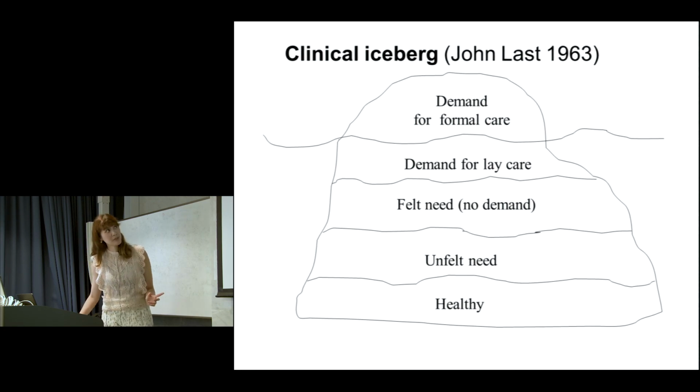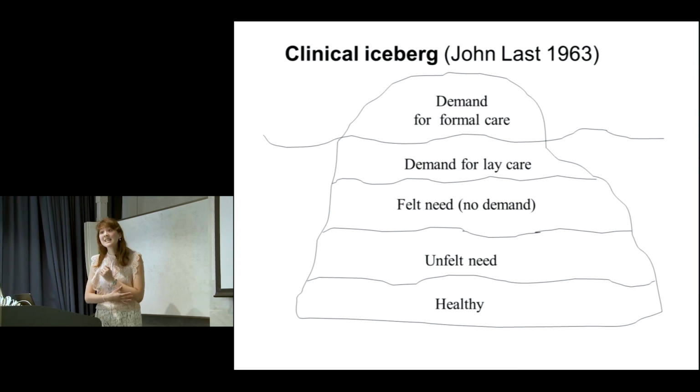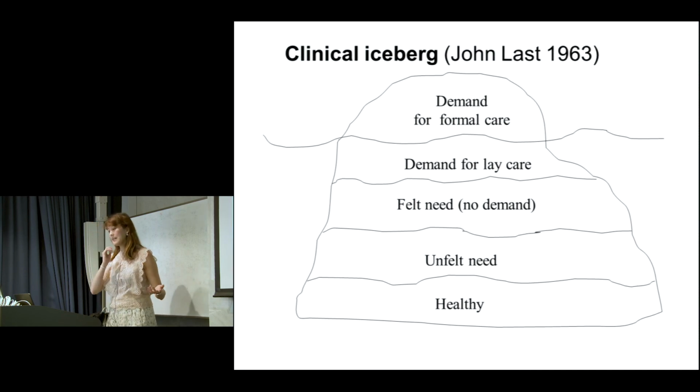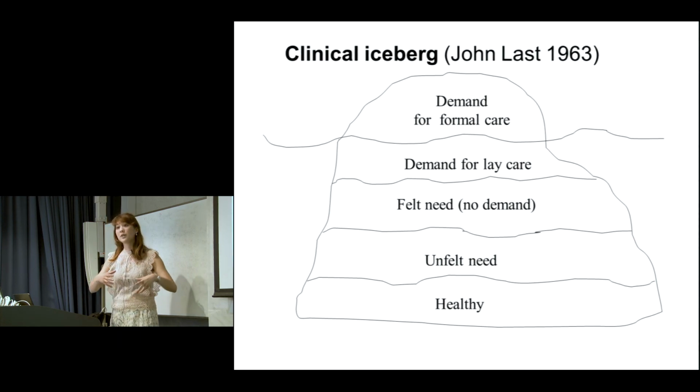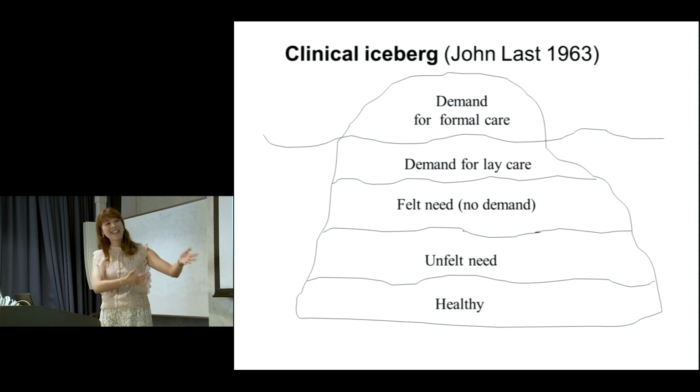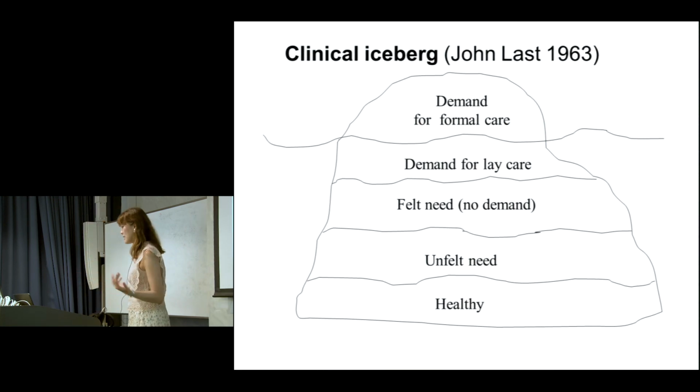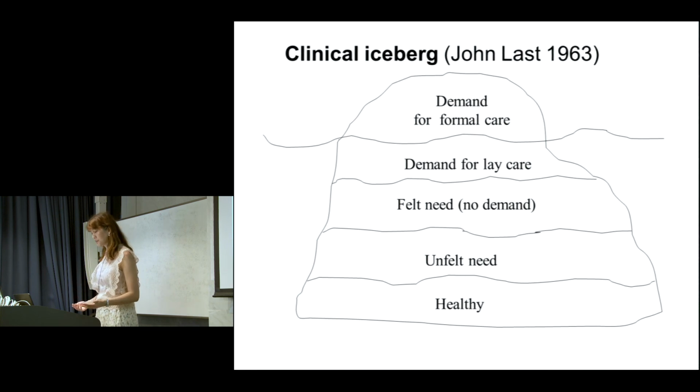There is another model, which is also quite helpful, and this is by an Australian GP, sometime in the 60s, called the clinical iceberg. It's quite famous, and you have probably heard of it. What he clearly described is that there's only the top of the iceberg above the waterline, so to say, that you can see, which is demand for formal care. And this iceberg gets bigger at the bottom. So the majority of the population, hopefully, are healthy, and have no need, demand, etc. for health care at all.